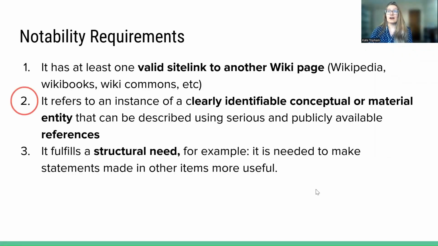So we're in criteria 2. Everything we're putting into Wikidata is going to be some kind of material entity. It's going to be a book. It's going to be a comic book. It's going to be a comic strip. It could be another kind of book. We'll get to that later. All of these are clearly identifiable. They're all material entities, and they can be described by sources and references, such as the MSU catalog.